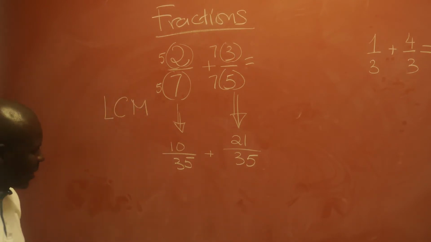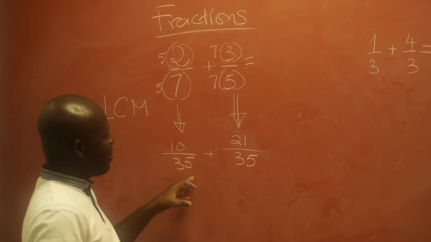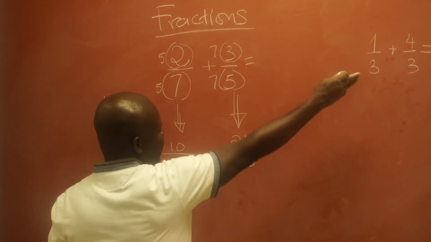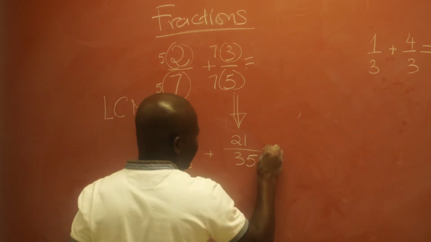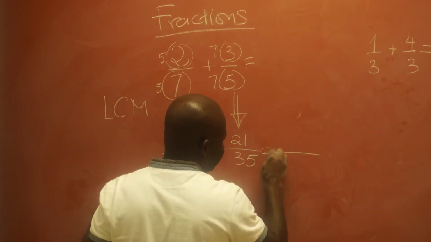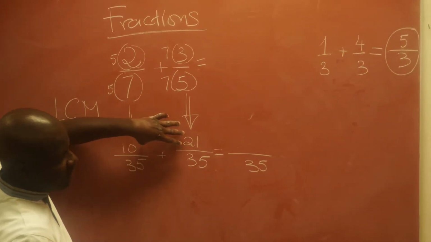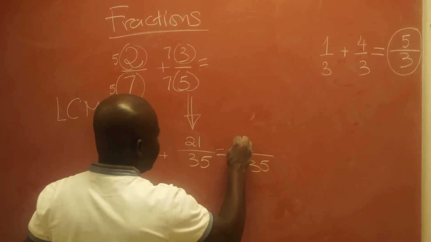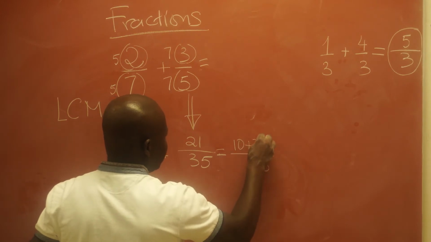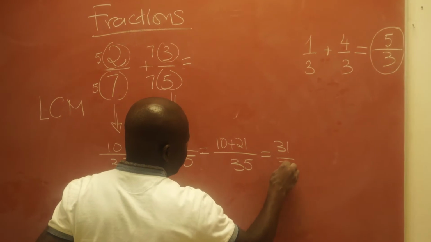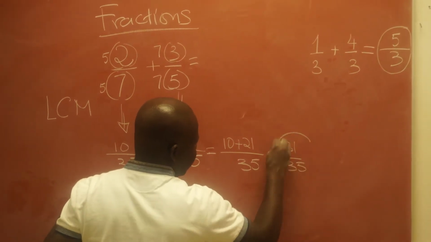You see. Okay. So we have 10 over 35 plus 21 over 35, and now it's like the example we did over there. We just keep that same denominator 35, and we work on the numerators, the top numbers. 10, because it's addition, plus 21, and that gives you 31 over 35, and there is nothing to do with this.